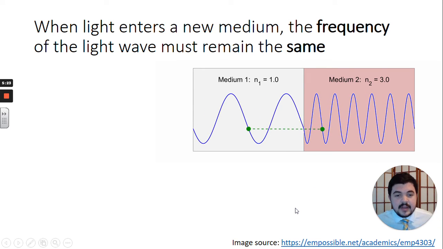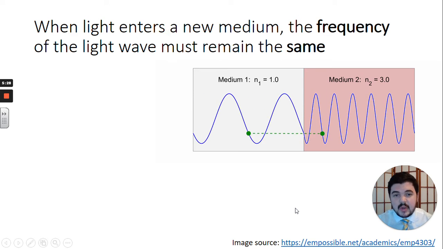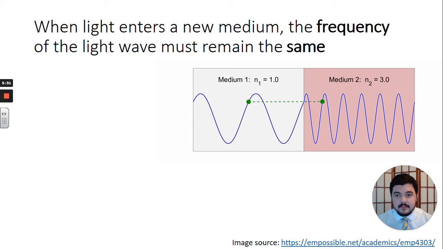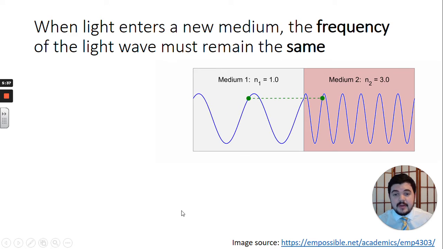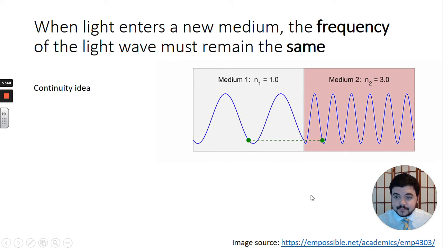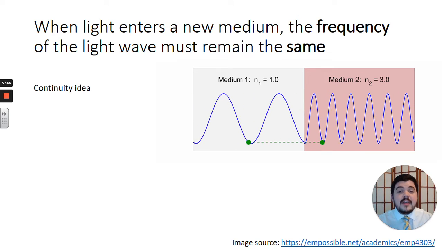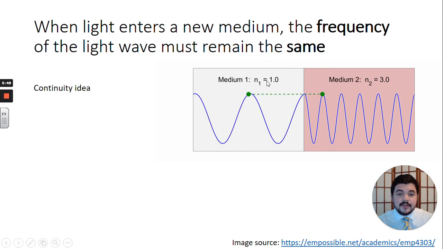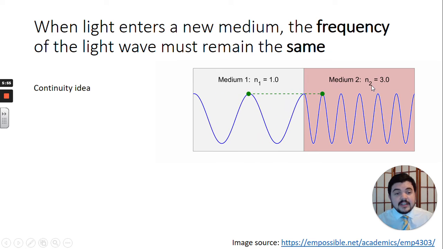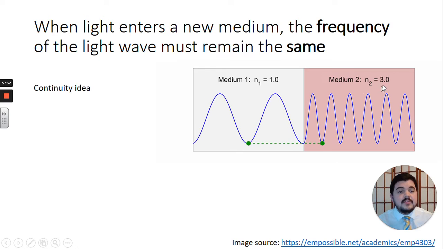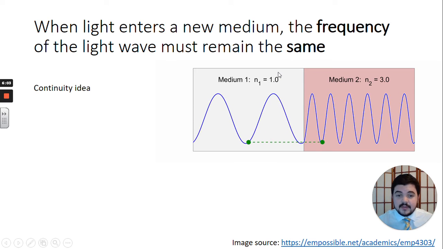Now, here's an idea we need to wrap our mind around. When light enters a new medium, the frequency of the light wave must remain the same. Let's think about why. It's an idea of continuity. Here we see this picture: we've got an incoming light wave in medium 1, which is a vacuum, index of refraction 1, that enters a material which is 3 times as optically dense as medium 1. Medium 2's index of refraction is 3 relative to medium 1's 1.0 index of refraction.